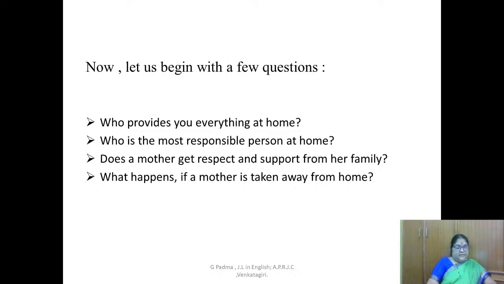Then the other thing is she loves us unconditionally. Whether you bring her anything or not, even after you grow up, even when you start earning your own bread, and even if you don't get anything for her, she's happy. She loves you even then. Her love is not conditional.